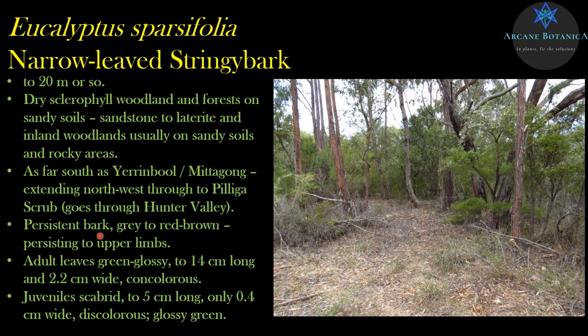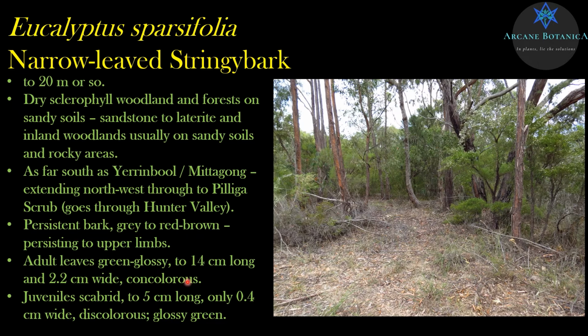Persistent bark, grey to red-brown, persistent to upper limbs. Adult leaves, green, glossy to 14 centimetres long. They're only meant to be 22 millimetres wide. So that's the thing about sparsifolia. They're only meant to be narrow. And I just see some trees where I go, I reckon you're too fat. You get into 3 centimetres or more. So that's where I battle.